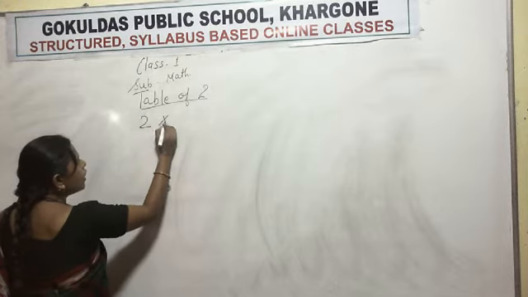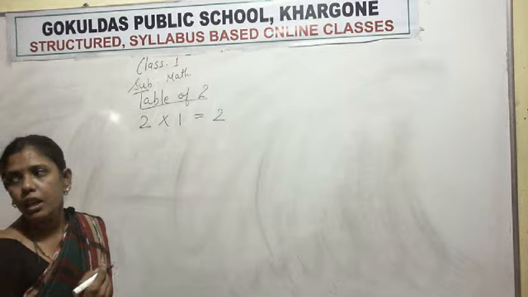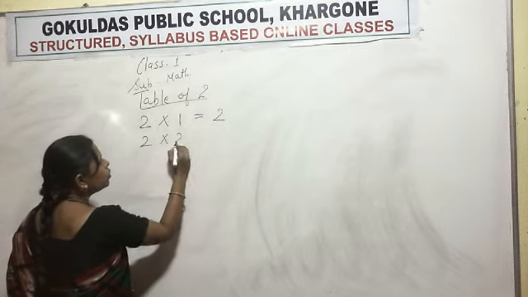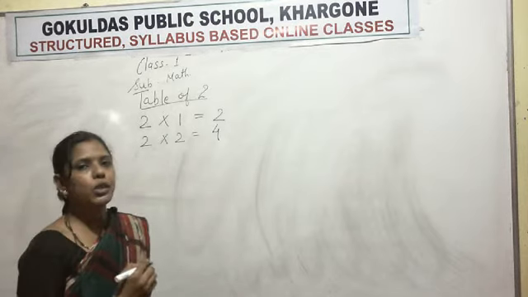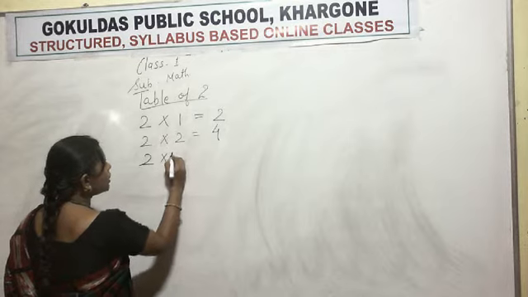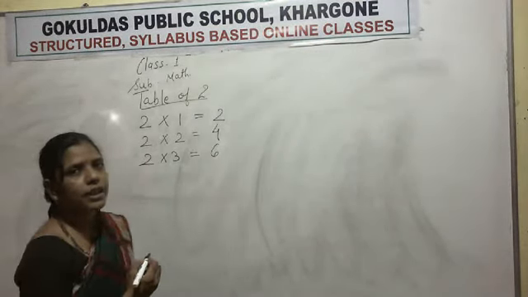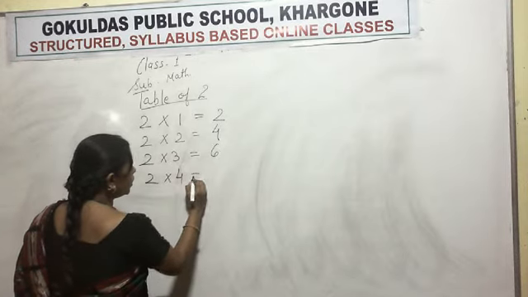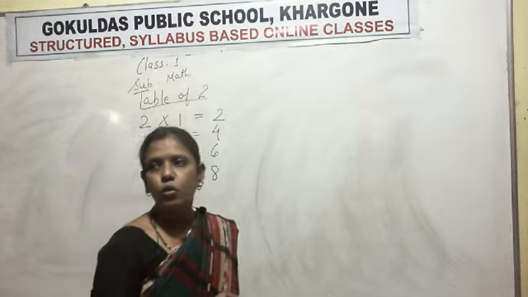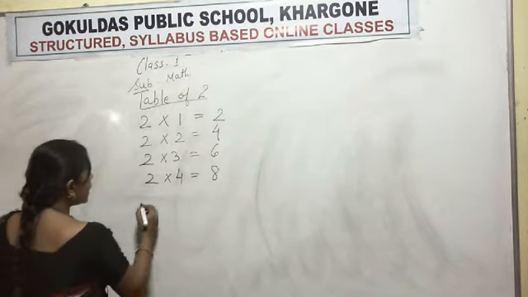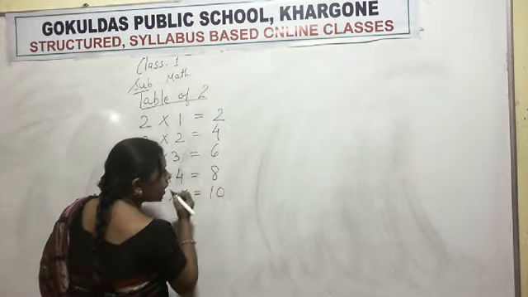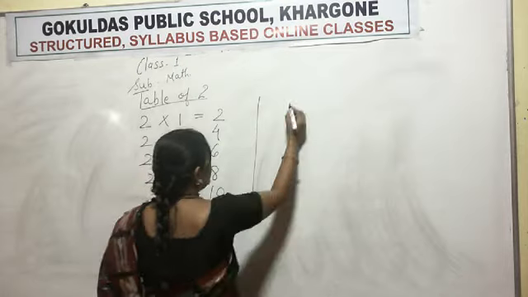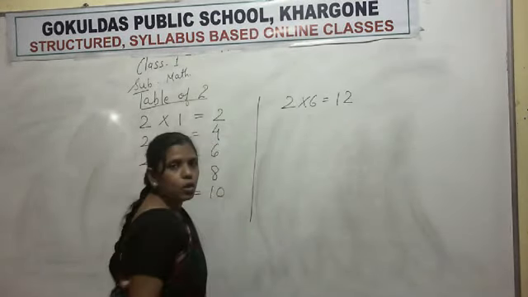Say, 2 ones are 2. Repeat, 2 ones are 2. 2 twos are 4. 2 twos are 4. 2 threes are 6. 2 threes are 6. 2 fours are 8. 2 fours are 8. 2 fives are 10. 2 fives are 10. 2 sixes are 12. 2 sixes are 12.